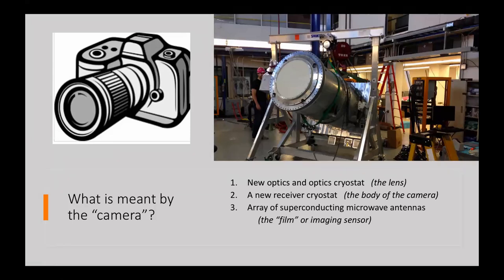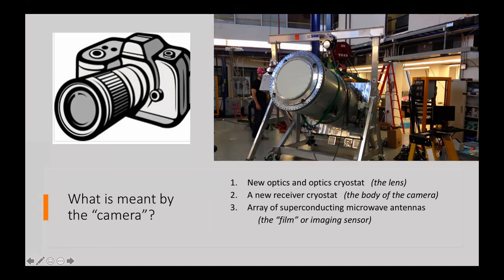So what is meant by camera? That term always seems vague to me. In this case, the camera is comprised of new optics and a new optics cryostat, which is the lens. So here's the lens on a traditional camera, and here's the lens on SPT-3G. And the receiver cryostat is the body of the camera.